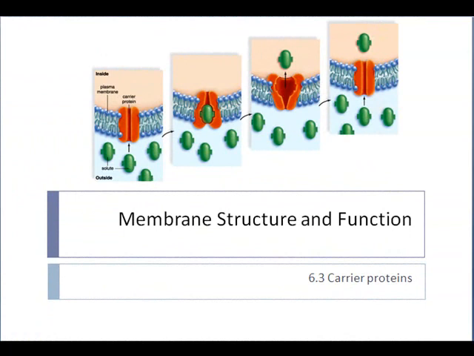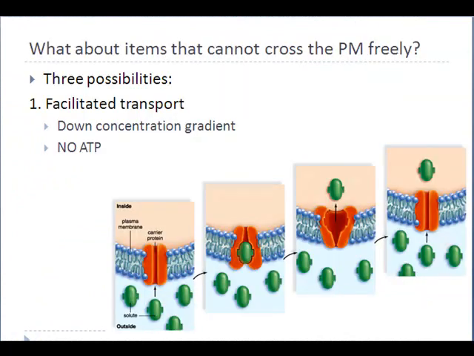Now in this section we will look at some of the carrier proteins and how they help other molecules to cross the membrane. The examples that we saw previously, simple diffusion and osmosis, involved no energy. There was no ATP involved, and one of them was a simple movement of solute, and the other was the movement of water across a semi-permeable membrane.